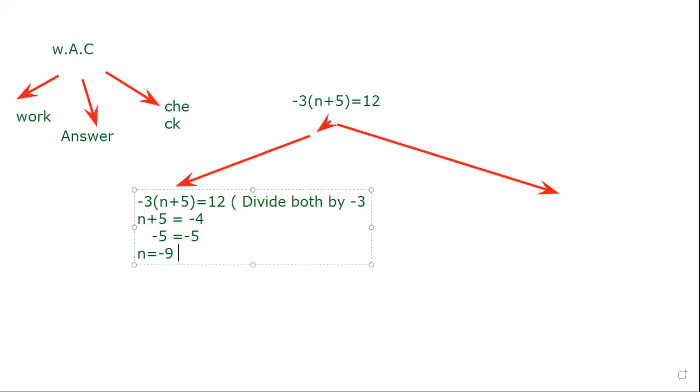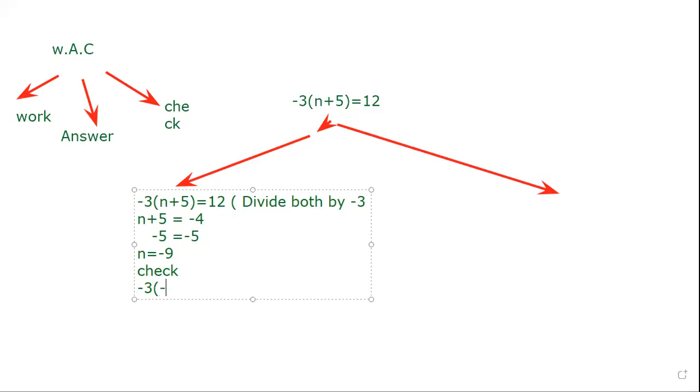So this was the first step. We are going to check the number before the parentheses. 12 can be divided by negative 3. Then we will say 12 divided by negative 3, then n plus 5 equal negative 4. Then we will add the additive inverse for both, so by the end, n equal negative 9. What is the last step we have to do? We can check our answer.